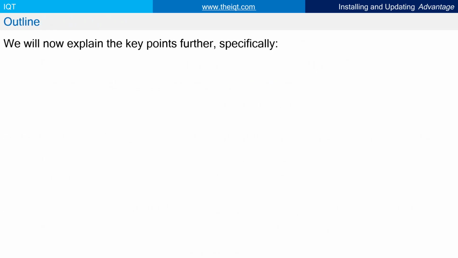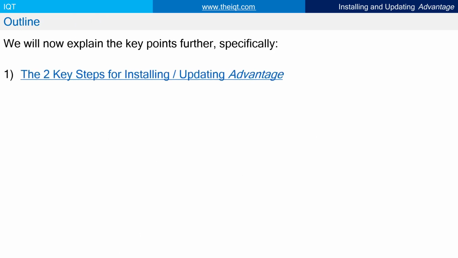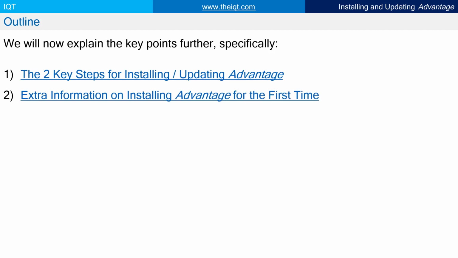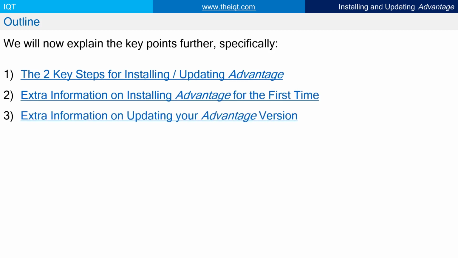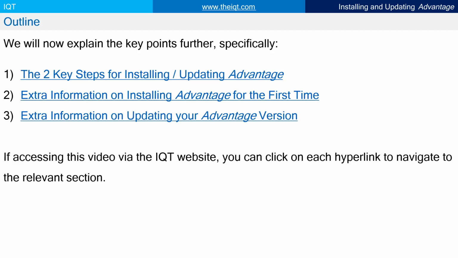We will now explain the key points further, specifically: 1. The two key steps for installing or updating Advantage. 2. Extra information on installing Advantage for the first time. 3. Extra information on updating your Advantage version. If accessing this video via the IQT website, you can click on each hyperlink to navigate to the relevant section.